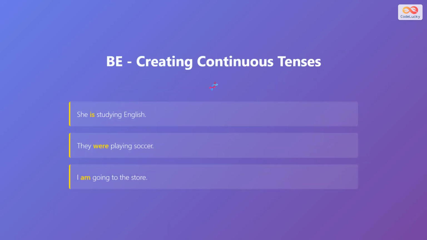The helping verb be is used to create continuous tenses. For example, she is studying English uses the helping verb is with the main verb studying. Another example is they were playing soccer, where were is the helping verb. The pattern is always be plus the ing form of the main verb. This shows an action that is ongoing or in progress.